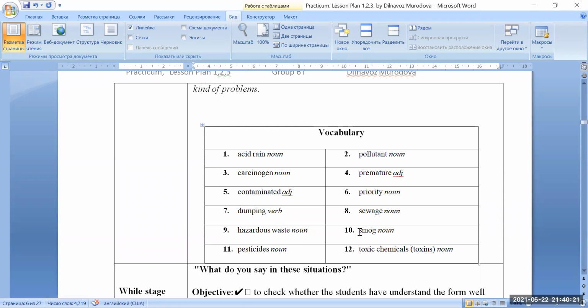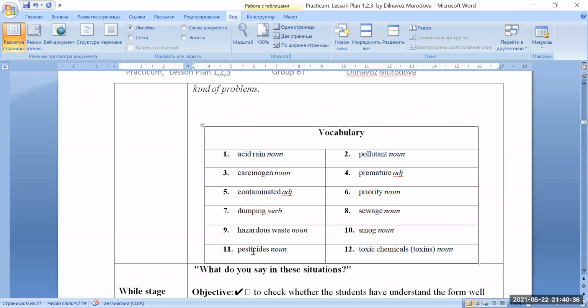What is smoke? It's dirty air from factories. When the air is dirty, we can say smoke. Yeah, from fire. Usually cars produce a lot of it.